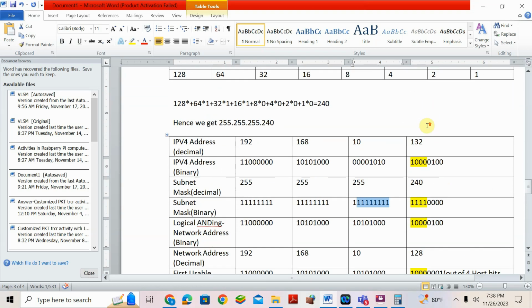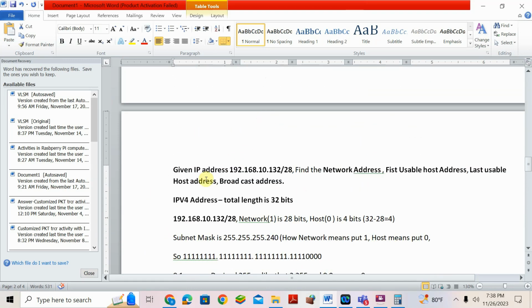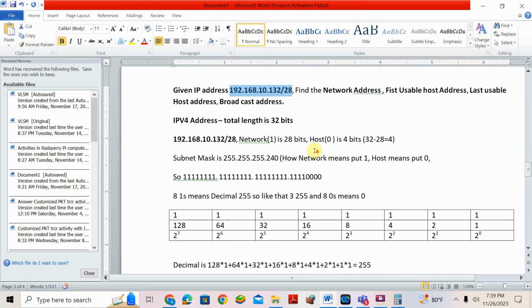Now you see how many network bits: 8, 8, 8, 4, total 28 bits of network. That's why I put yellow color for network. Now how do I identify the network address of this question? The question is 192.168.10.132/28, a 28-bit network. Find the network address, first usable host address or first IP, last usable address or last IP, and broadcast address. So the network address, how do I find it?